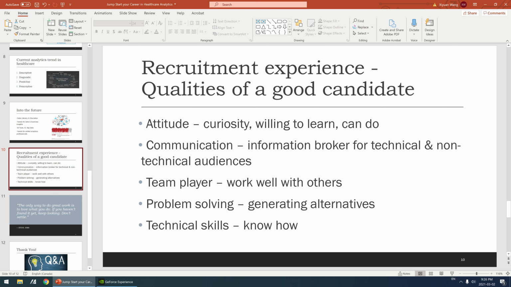So communication is becoming very important these days: how do you get the idea across to different audiences, especially non-technical people? But it's also important with the technical people as well.